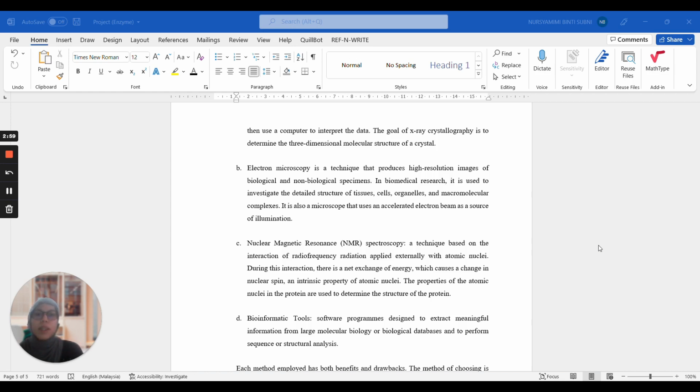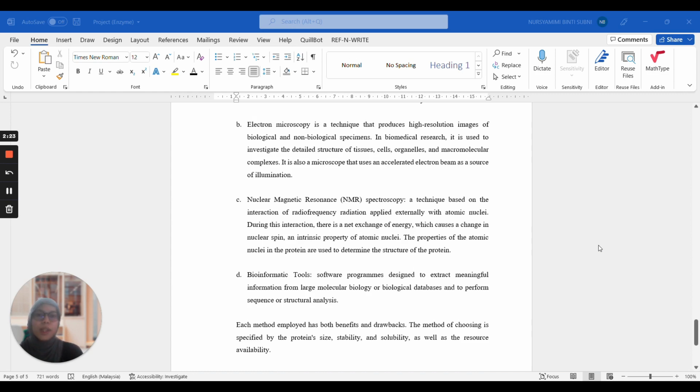The third is nuclear magnetic resonance spectroscopy, or NMR, a technique based on the interaction of radiofrequency radiation applied externally with atomic nuclei. During this interaction, there is a net exchange of energy, which causes a change in nuclear spin, an intrinsic property of atomic nuclei. The properties of the atomic nuclei in the protein are used to determine the structure of the protein.